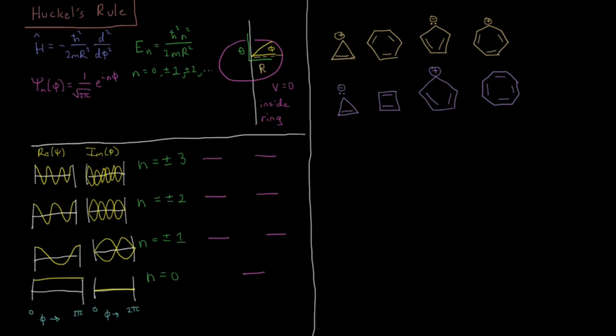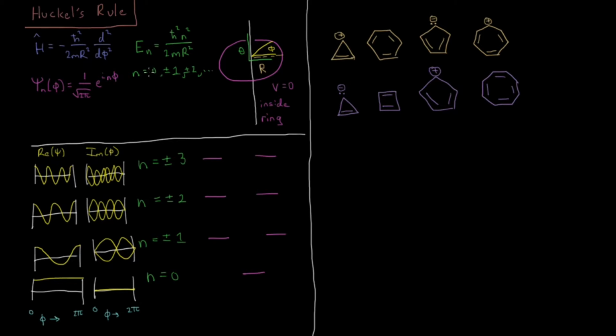In this video, we'll see how Hückel's rule for aromaticity arises out of the particle in a ring model. So we have our particle in a ring. Our Hamiltonian is minus h bar squared over 2 times the mass of the particle times its radius from some point of origin squared, times the second derivative with respect to this azimuthal angle phi in polar coordinates. And we end up getting energy levels that depend on a quantum number n. We get E of n equals h bar squared n squared over 2 times the mass times the radius squared.